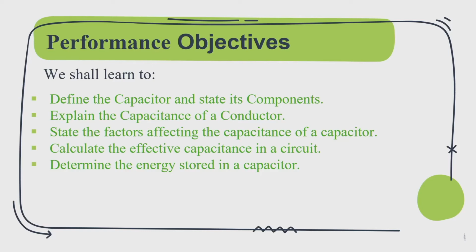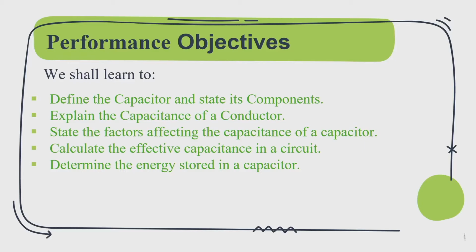So for today, as I said earlier, the topic is capacitor and capacitance. We'll be covering the following objectives. We are going to learn to define a capacitor, and state the components of the capacitor. Then we are also going to explain the capacitance of the capacitor, and look at factors affecting the capacitance of a capacitor. Then we are going to learn to calculate series arrangement and parallel arrangement of capacitors. Then we close the session with the energy stored in a capacitor.